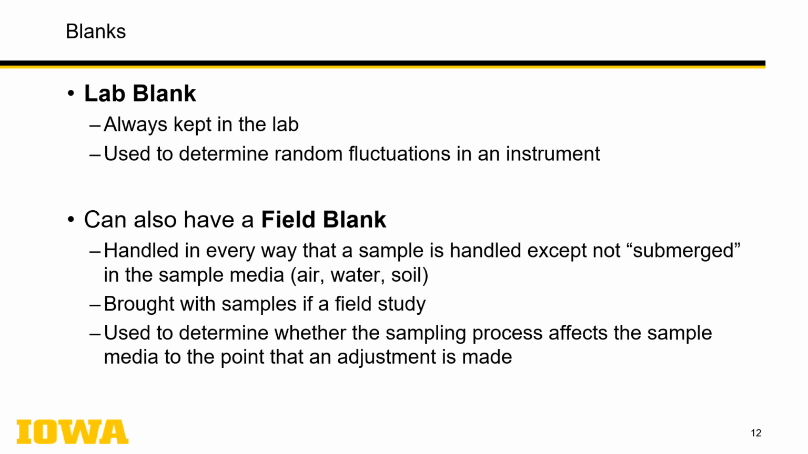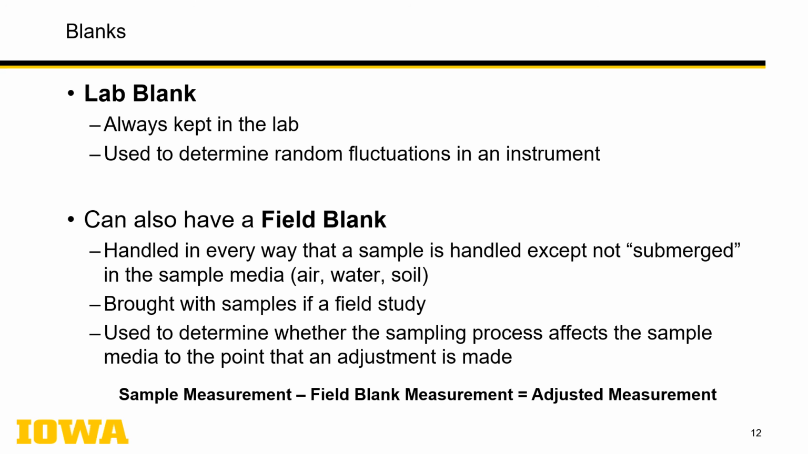And then if you have it, you will then use it to determine whether the sampling process affects the sample media to the point that an adjustment is made. This is not always the case, but for those situations in which this does occur, your sample measurement would be subtracted from the field blank measurement, which should be really low. It should be down near 0, right? You haven't really collected anything, but it may be negative or it may be positive, in which case your adjusted measurement will be somewhat lower or somewhat higher than the sample measurement.